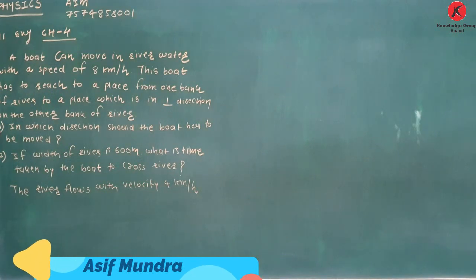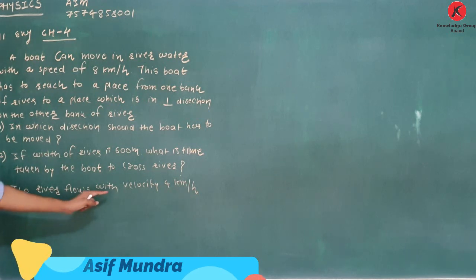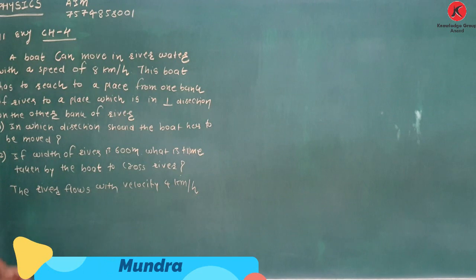Question 1. In which direction should the boat be moved? Question 2. If the width of the river is 600 meters, what is the time taken by the boat to cross the river? The river flows with velocity 4 km per hour. Now see, understand this data.